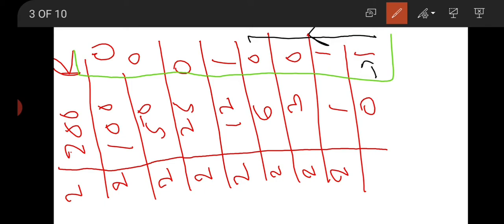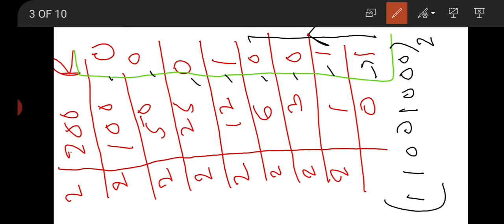Now we have to write this from the start, from bottom to upper. First we have to write 1, then this 1, then this 0, then this 0, then 1, then 0, then this 0, and this 0, and this is our binary equivalent of 200. If we represent 200 in the binary number system, then the value is 1100100000. This is the binary equivalent of 200.